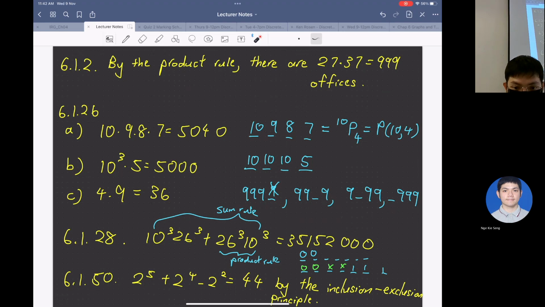6.1.28. If I'm going too fast, you can stop me if you want me to repeat. How many license plates can be made using either 3 digits followed by 3 uppercase English letters, or 3 uppercase letters followed by 3 digits? So 3 digits followed by 3 English letters, 26 cubed, plus 26 cubed times 10 cubed. You first use the product rule and then you use the sum rule.